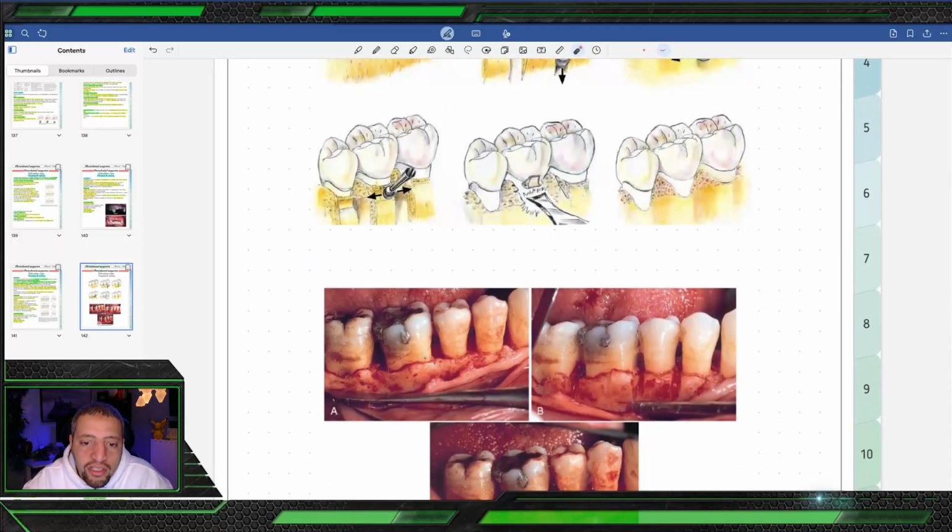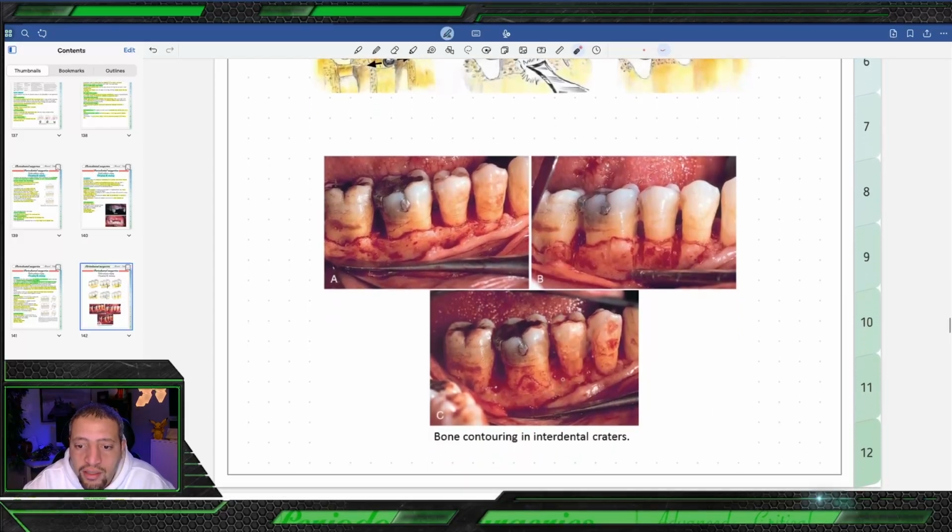So we have this recession and deep pocket. Oh, this is after flap, sorry. This is after flap reflection. So we have this negative architecture of bone, and we are going to end up with positive architecture of bone. Okay, so osteoplasty and ostectomy are happening here. The word ostectomy means vertical bone loss, vertical bone removal. It's like gingivoplasty and gingivectomy.